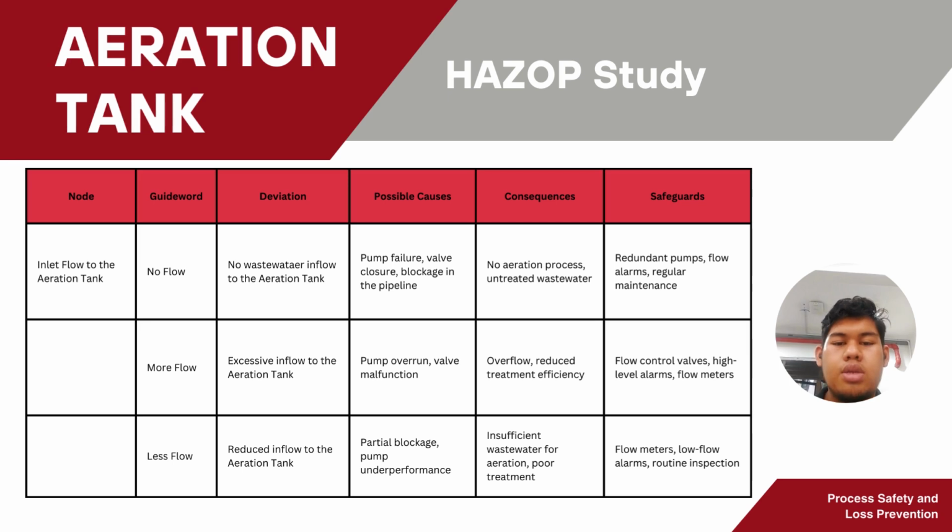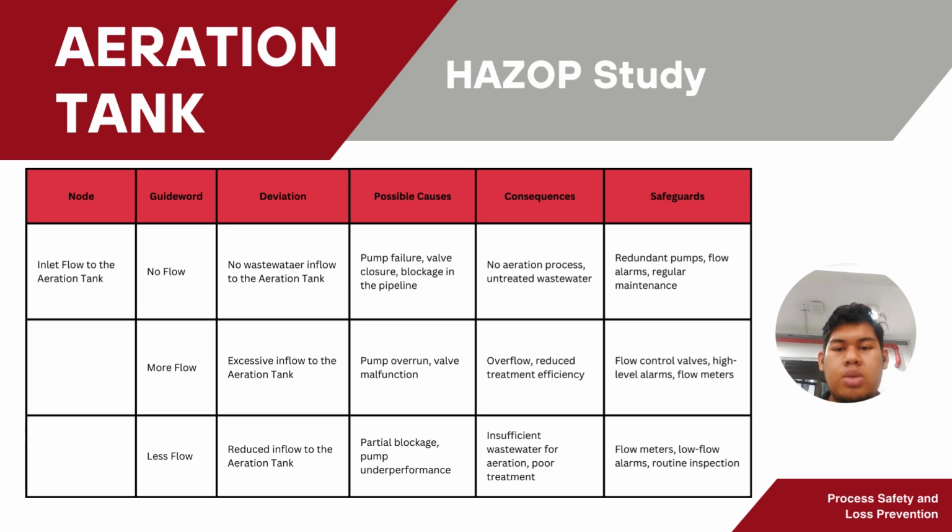Moving to our safety analysis, now we will discuss the hazard study, which is the hazard and operability study, in the aeration tank system. We identified that there are two critical nodes in the aeration tank system. The first one is inlet flow to the aeration tank. The first guide word is no flow. The deviation is no wastewater inflow to the aeration tank. The possible causes are pump failure, valve closure, and also blockage in the pipeline. The consequences are that there is no aeration process and the wastewater will remain untreated. The safeguards that we decided to use are redundant pumps, flow alarms, and regular maintenance.